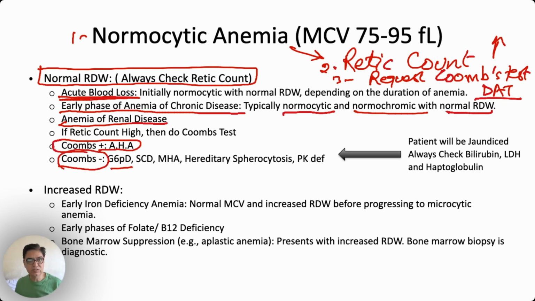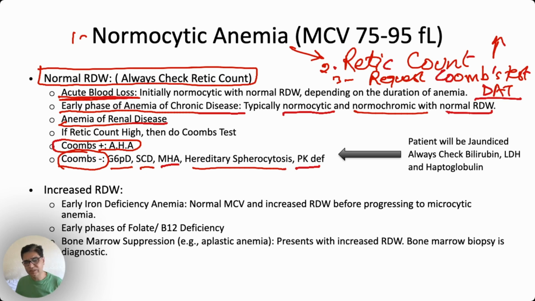You might be dealing with G6PD deficiency if they are coming from the Eastern Mediterranean coast. It could be because of sickle cell disease. It could be because of some other forms of hemolytic anemias. It can be because of hereditary spherocytosis. It can be because of pyruvate kinase deficiency.